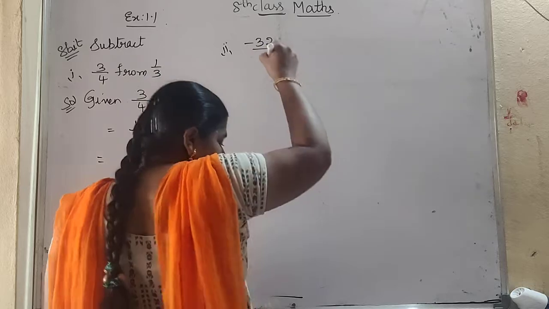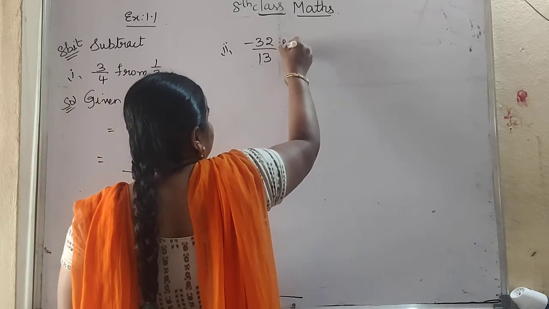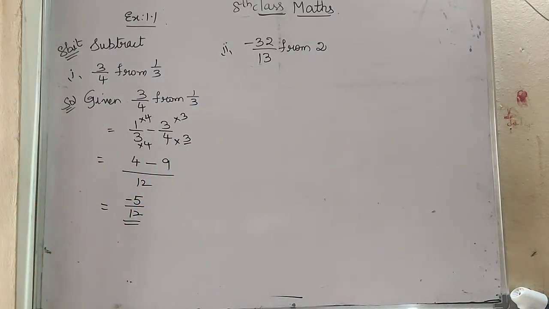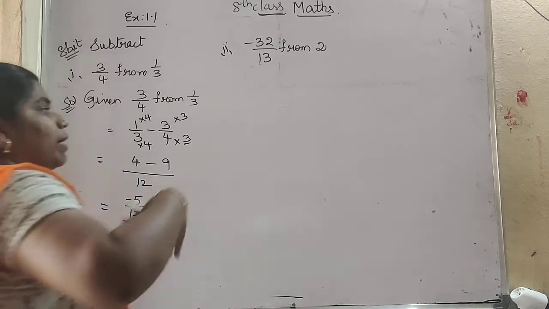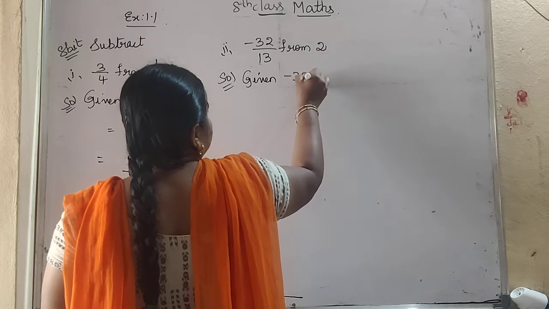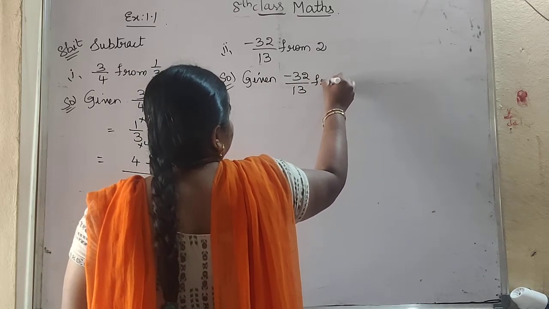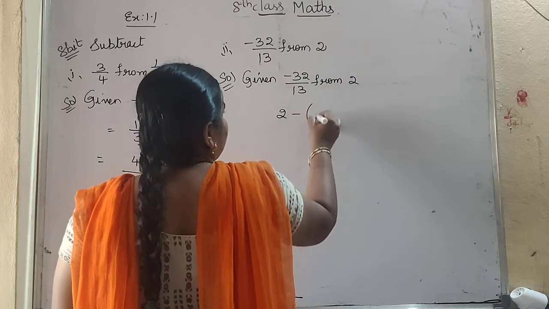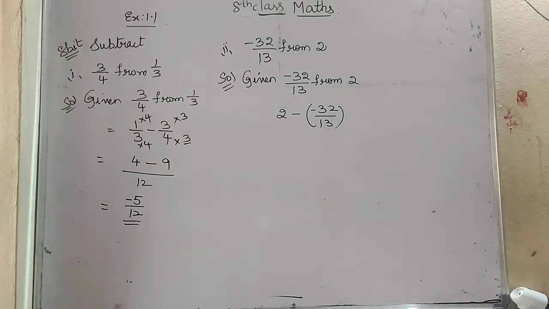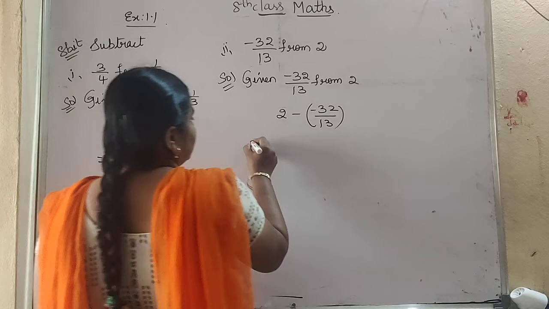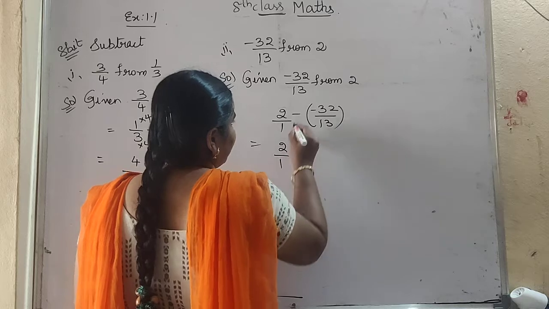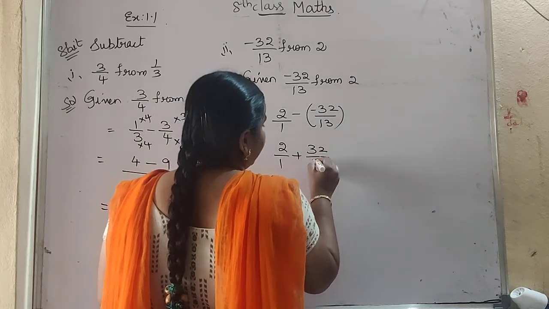Minus 32 by 13 from 2. So here also we have to subtract minus 32 by 13 from 2. So here given minus 32 by 13 from 2, so 2 minus of minus 32 by 13. We are subtracting these two. Okay, here you got double signs. Make it into a single sign. In the denominator nothing is there, so that means it is having 1. So 2 by 1 minus into minus is plus 32 by 13.